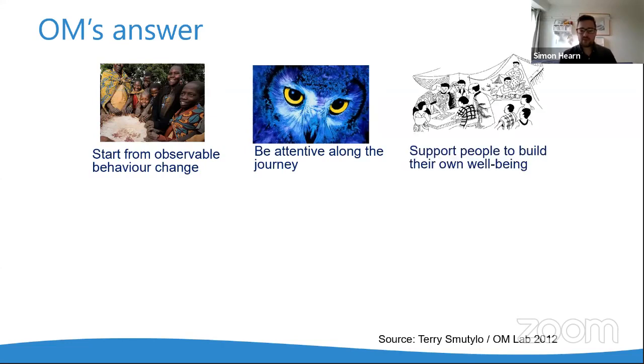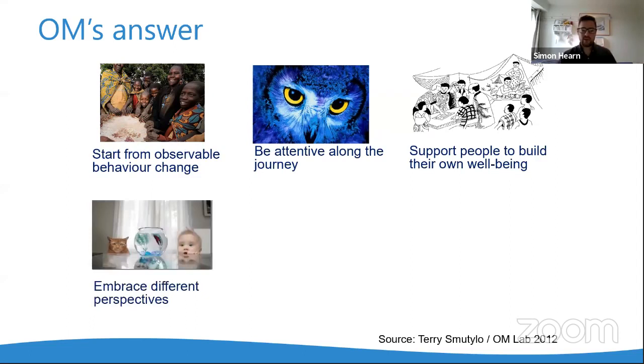Outcome mapping helps us to support people's own well-being, to help them build their own well-being, not just this paradigm of coming in with a project to bring about change that we think is important. It's about trying to understand what the people we're particularly concerned about think, what they are asking for, and how they can manage their own well-being.